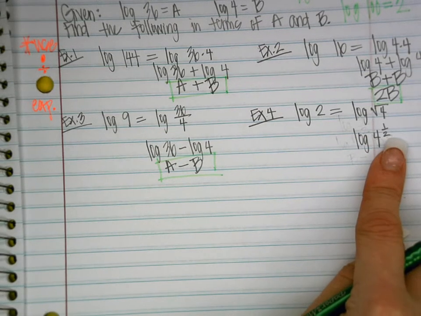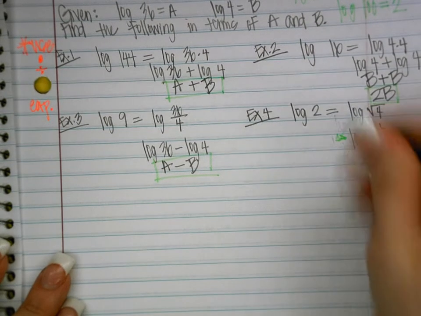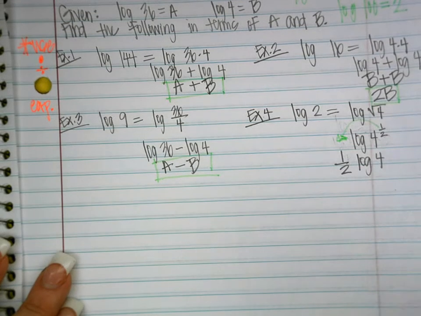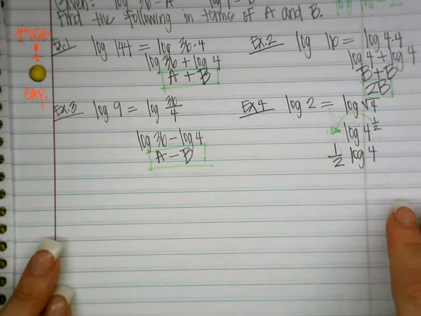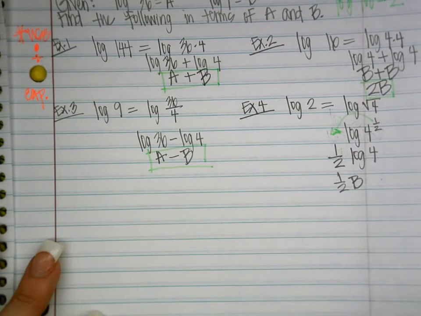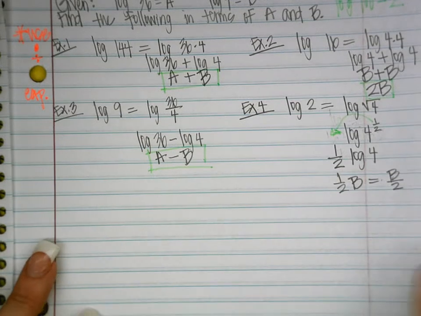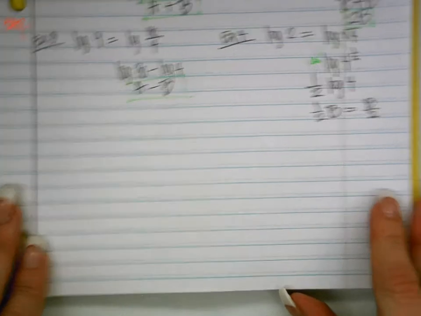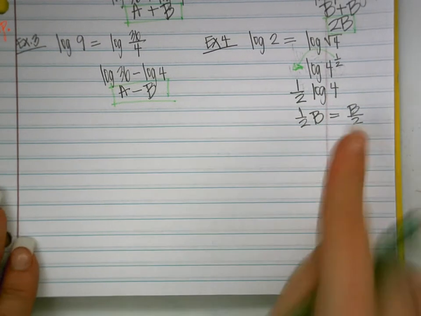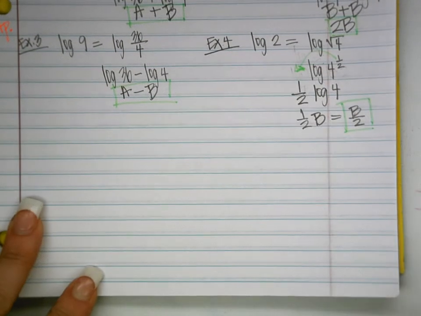What happens with a power? Remember, walk it to the front. Walk your power puppy to the front. So this becomes 1/2 multiplied by log 4. What is log 4 equivalent to? B. So 1/2 multiplied by B, you could see it written like this, or you could see it written as B over 2. I don't really care how your answer looks. Just understand that on a multiple choice test, these are equivalent. Either way is fine. I kind of like this way a little bit better, but it doesn't really matter.